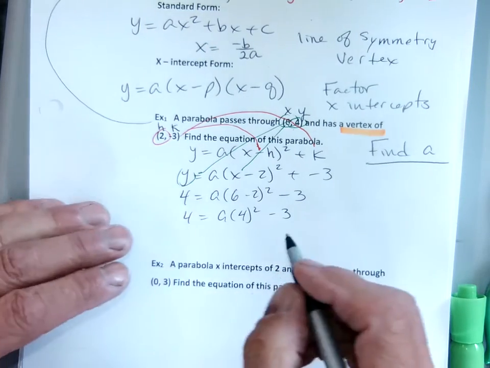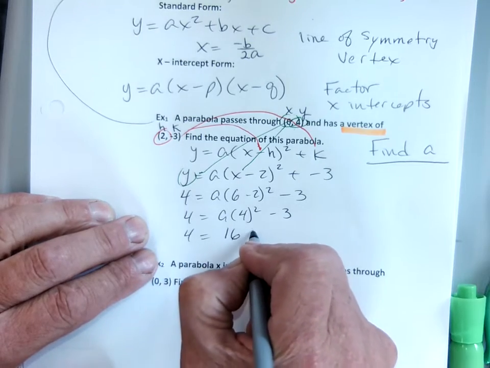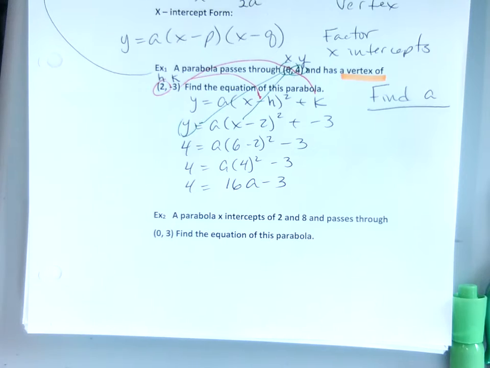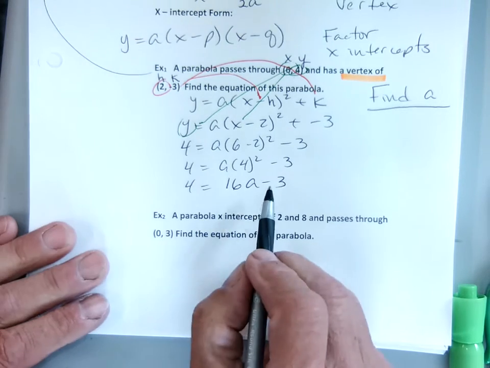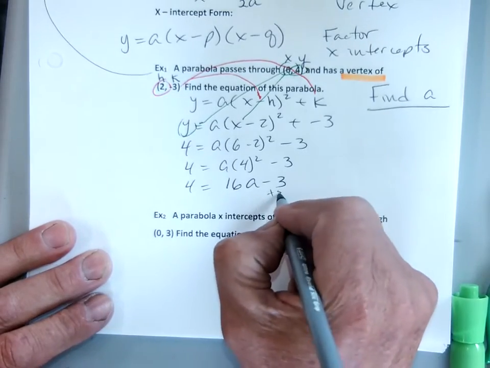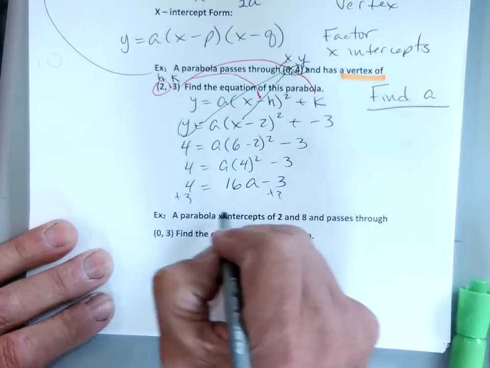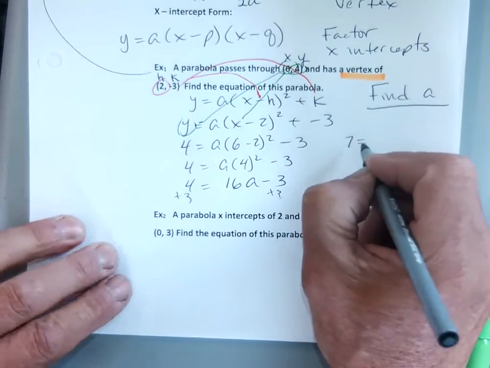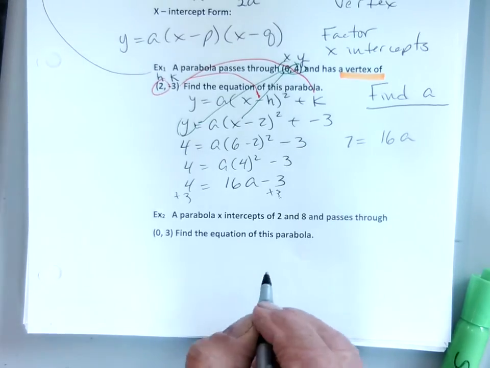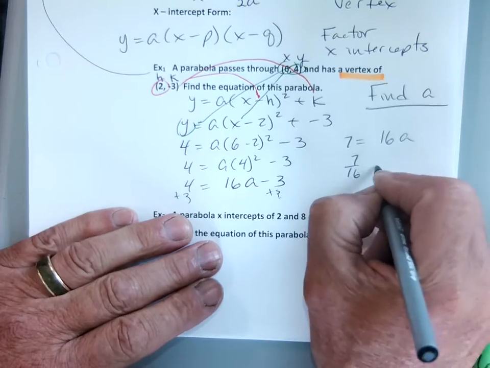4 squared is 16, so I've got 4 is equal to 16a minus 3. And then I'm going to solve. I'll go plus 3, just solve them like Algebra 1. Plus 3, and I'll have 7. I'm not out of room, but I have 7 is equal to 16a. That's it, and let's leave it at 7 over 16. Yeah, don't make it a decimal. 7 over 16 is really a much better answer, okay?